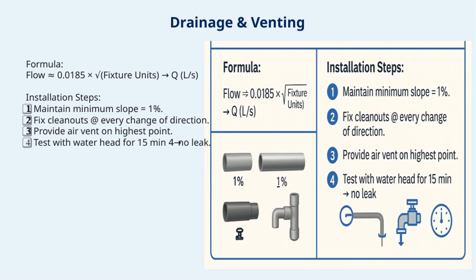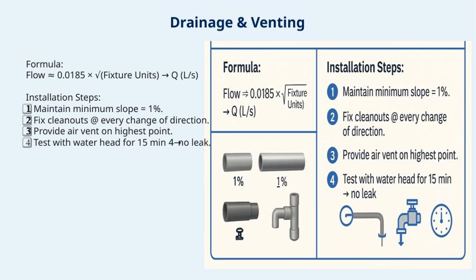Let's talk about drainage and venting, which are essential for a properly functioning plumbing system. First, there's a handy formula to estimate flow rates. Flow equals approximately 0.0185 times the square root of the fixture units, giving us the flow in liters per second. This helps us size the pipes correctly.